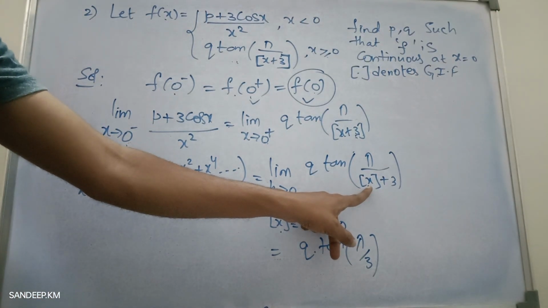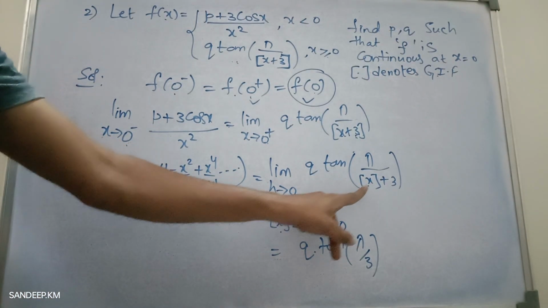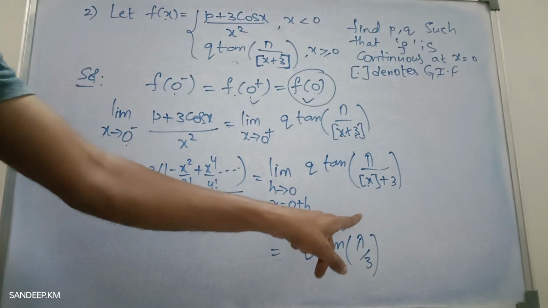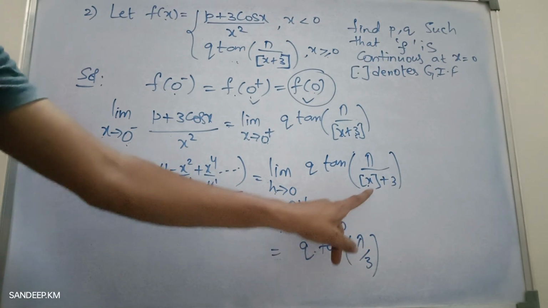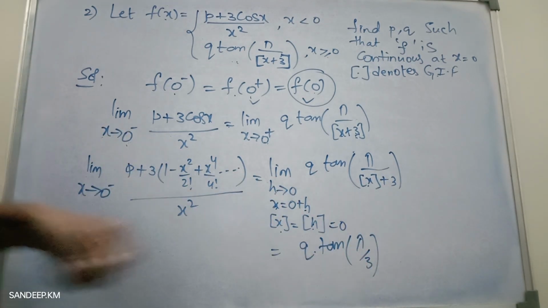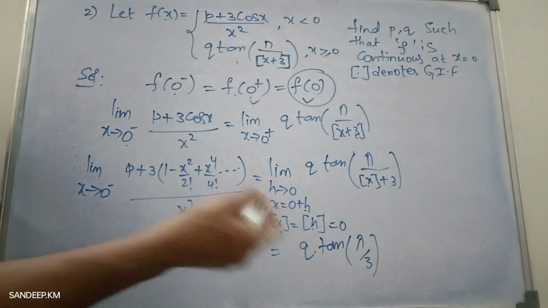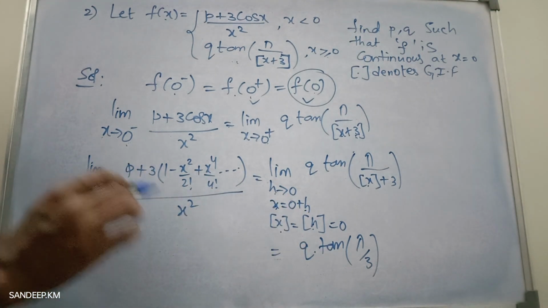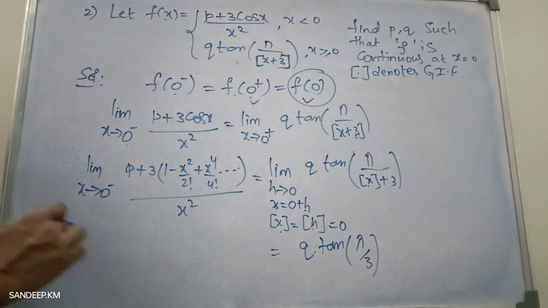H value is 0.000 and so on, and step of 0.000 and so on is 0. So this becomes 0. This becomes 0. So 0 plus 3. So RHS is q into tan of pi by 3. And when it comes to LHS, please observe the solution first.